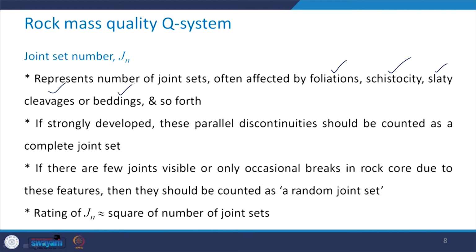Now, if the joints are strongly developed, these parallel discontinuities should be considered as a complete joint set. But if there are few joints which are visible or only there is an occasional break in the rock core due to some of these features, then they should be counted as a random joint set. So, in the previous table wherever you have seen 2 joint sets plus random, the definition of a random joint set is given here: if there are few joints or occasional breaks, they should be considered as random joints. Rating of Jn is approximately equal to the square of the number of joint sets.